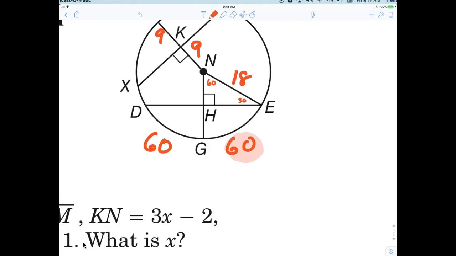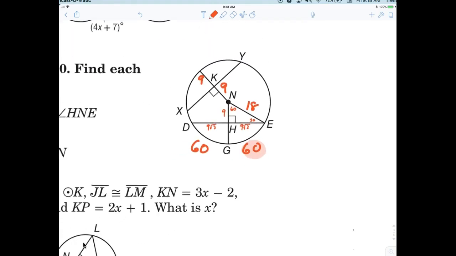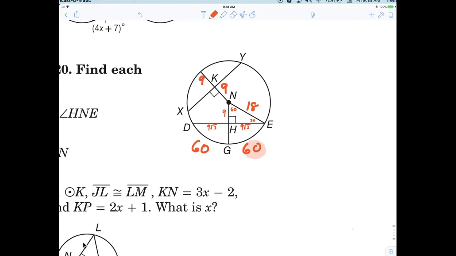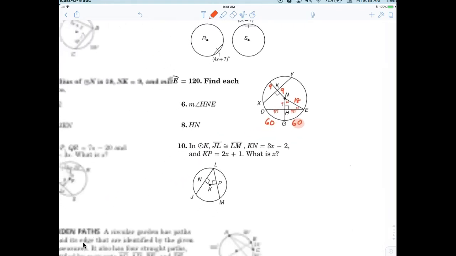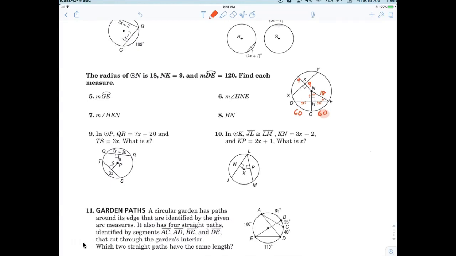All right, so in this case, the central angle has to be 60, which creates a 30, 60, 90. So opposite the 30 is half the hypotenuse. So half of 18 is 9. And then this right here becomes 9 radical 3. Then that's 9 radical 3. All right? Because I'm just using the rules for the 30, 60, 90 triangle.